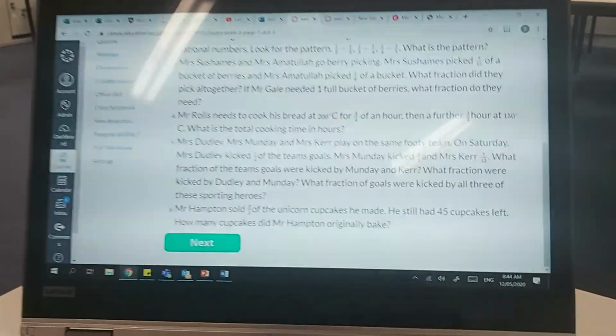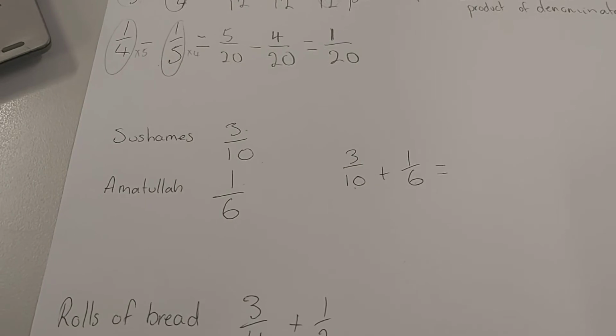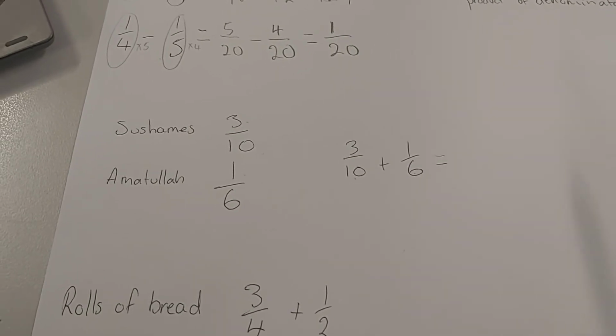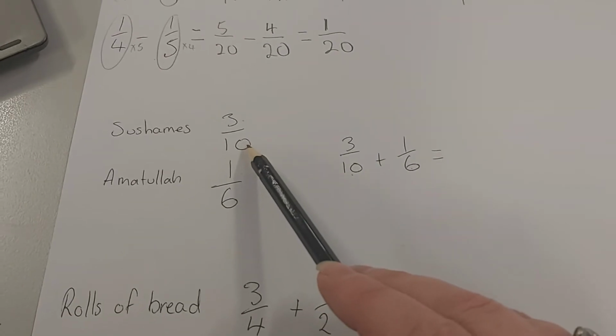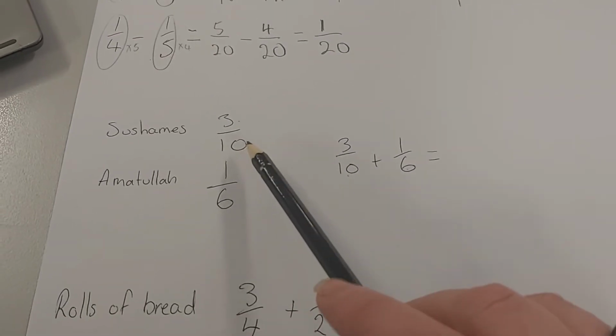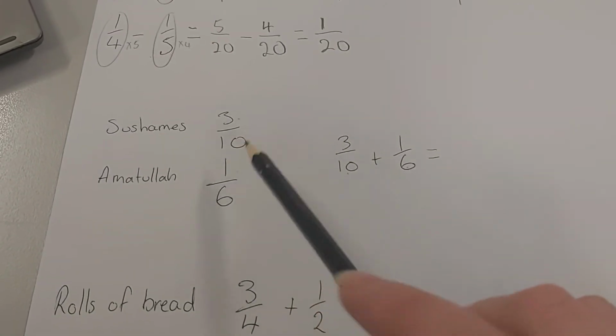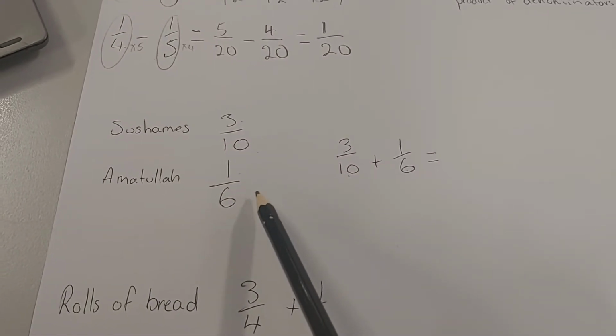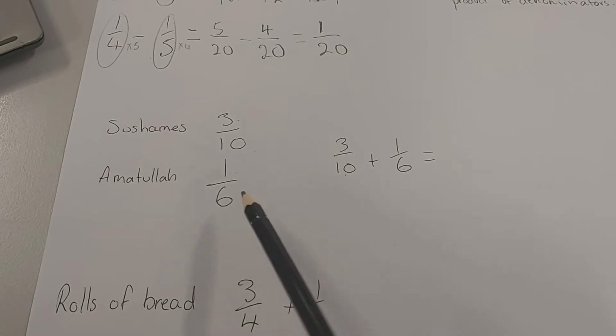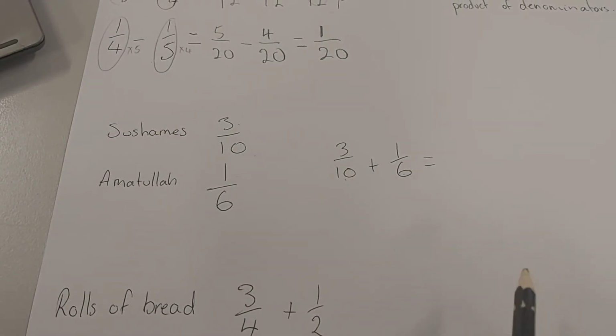I'm back. We're looking at question number 3. So just reading this question out, Mrs. Sushams and Amatullah go berry picking, and I pick 3/10 of a bucket of berries. Oh, not working too hard. Mrs. Amatullah picks 1/6 of a bucket of berries. I think she might have eaten a few as well. What fraction did they pick all together?